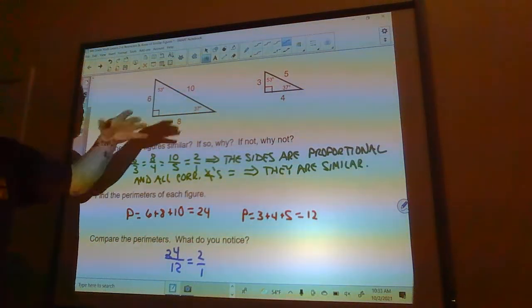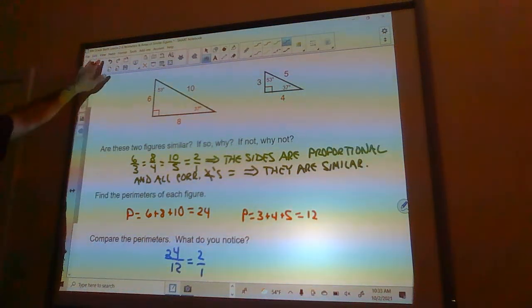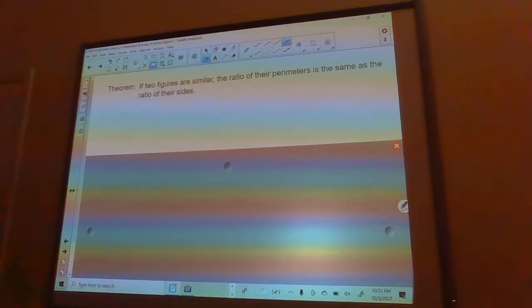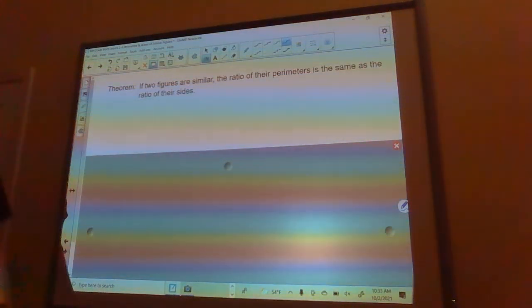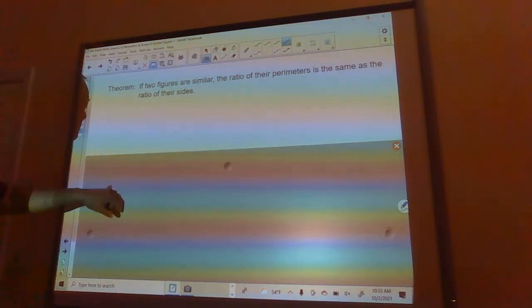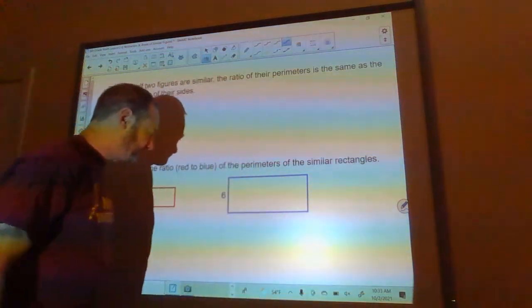Okay, now it doesn't have to be twice as big, it can be any ratio, but we get a theorem out of this, and it says if two figures are similar, the ratio of their perimeters is the same as the ratio of their sides. Okay, so that's a good one to know right there. Usually not too much trouble with the perimeter part.